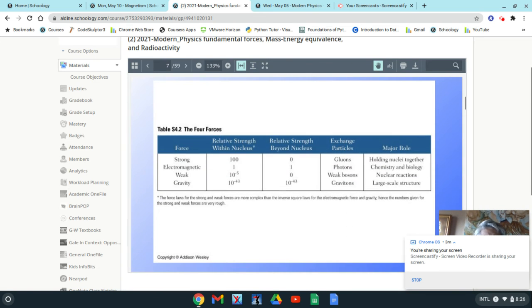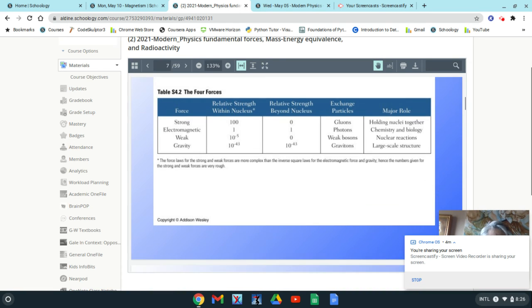So here we have our four forces together: the strong, electromagnetic, weak, and gravity, and an idea of their strengths. And if you look from here, 10 to the power of 2 to 10 to the power of negative 43, that's a magnitude of 10 to the 45. That's the difference between the strong force and the gravity force, and 10 to the 45 is a huge number.